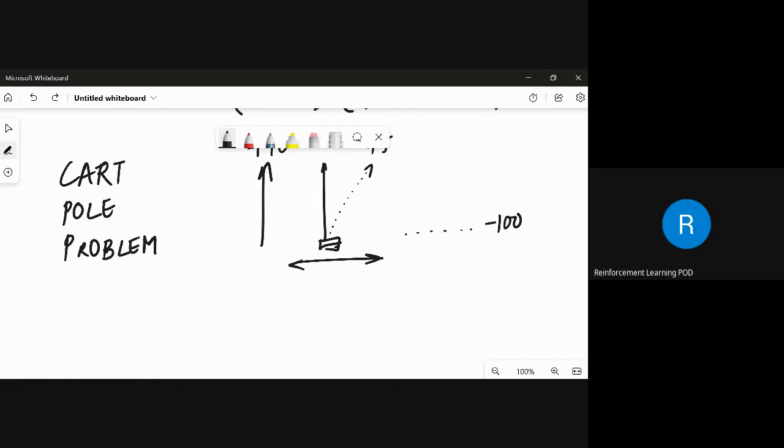How do we define whether a problem is continuous or discrete? There might be other problems, not only this one, but how do we define whether the actions are continuous or discrete in a particular problem?